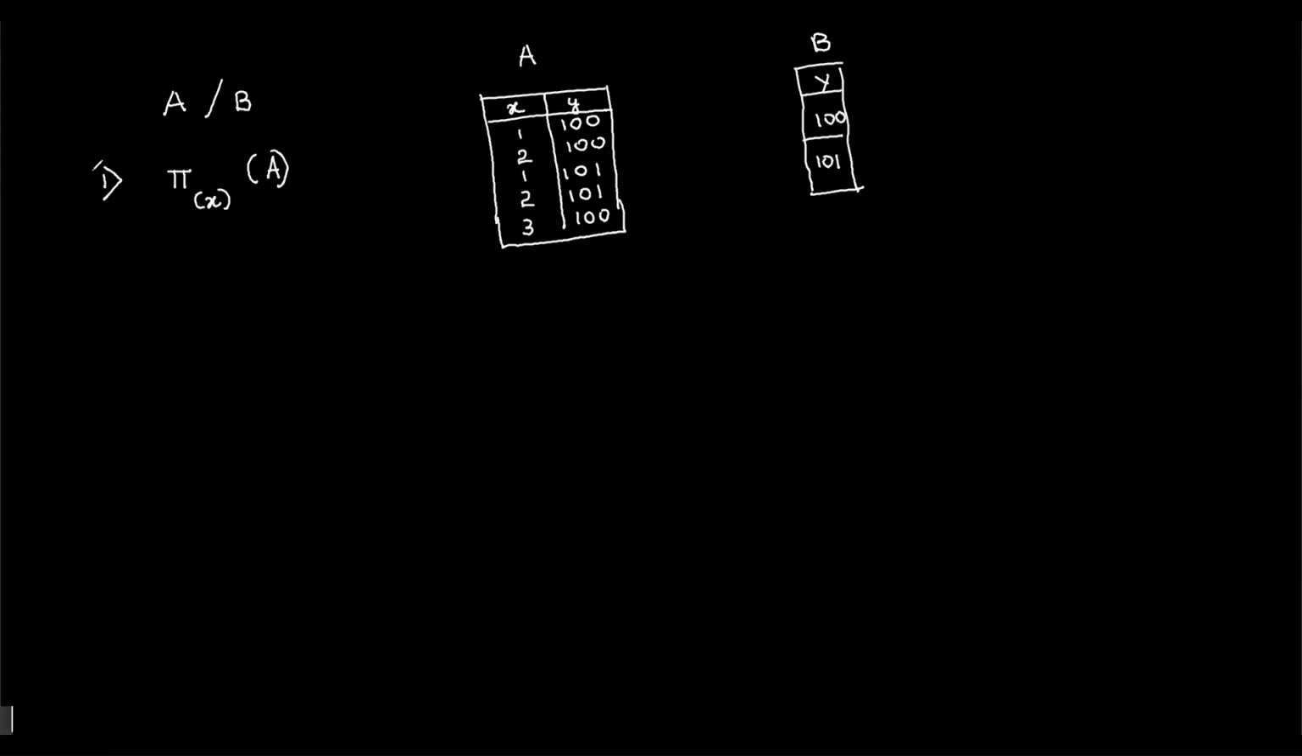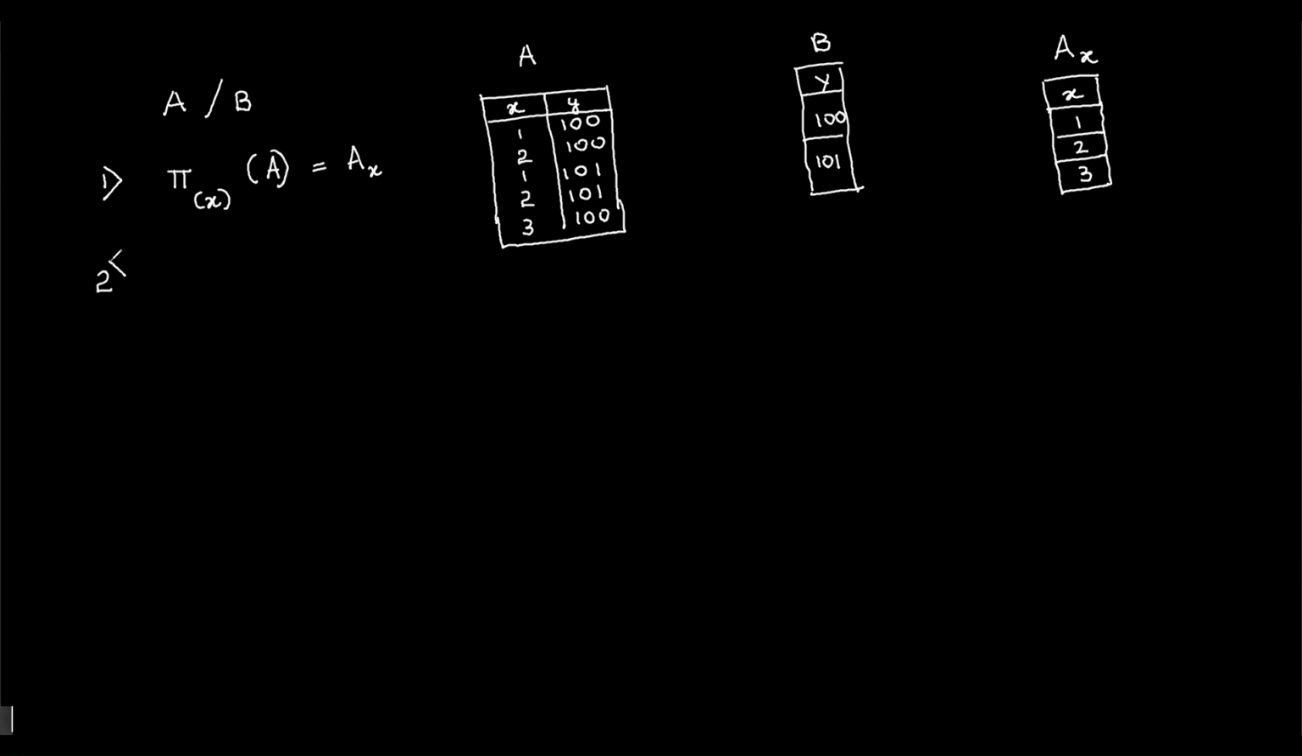Since we are projecting, the first step is projecting only the X attribute of A. Let's name that relation AX. So AX will have only the X values 1, 2, and 3. The others are repeating values, so we keep them only one time. This is the first step.